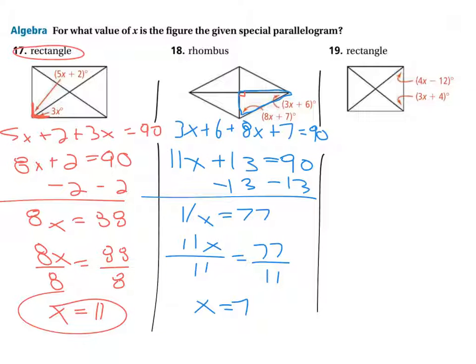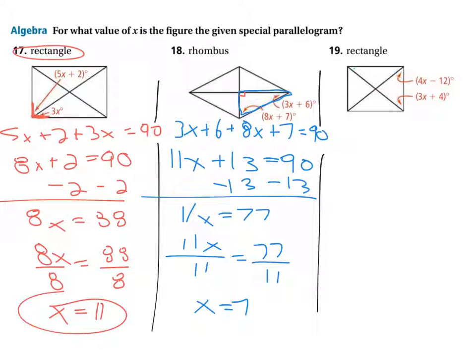So in a rectangle, we know that the diagonals are equal, and in any parallelogram, so in other words, this and this are of equal measure, okay? And in any parallelogram, the diagonals are bisected. That means this equals this equals this equals this.